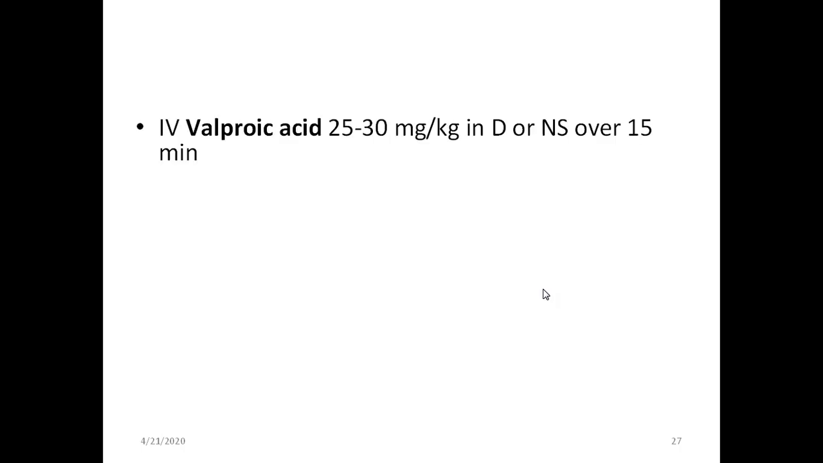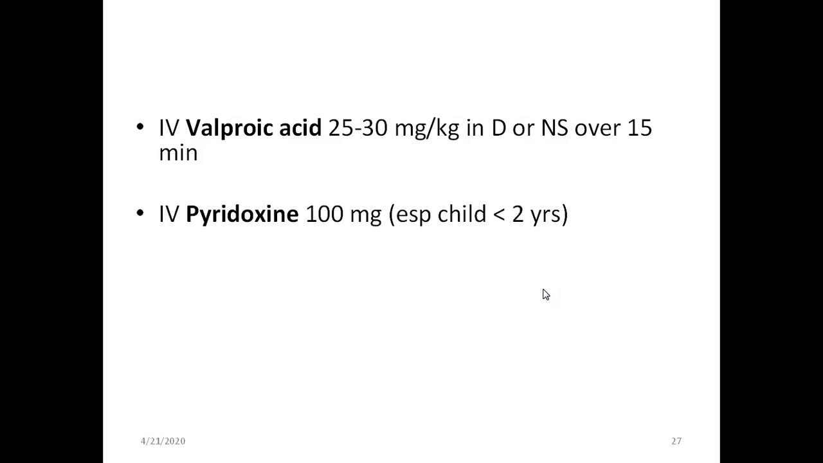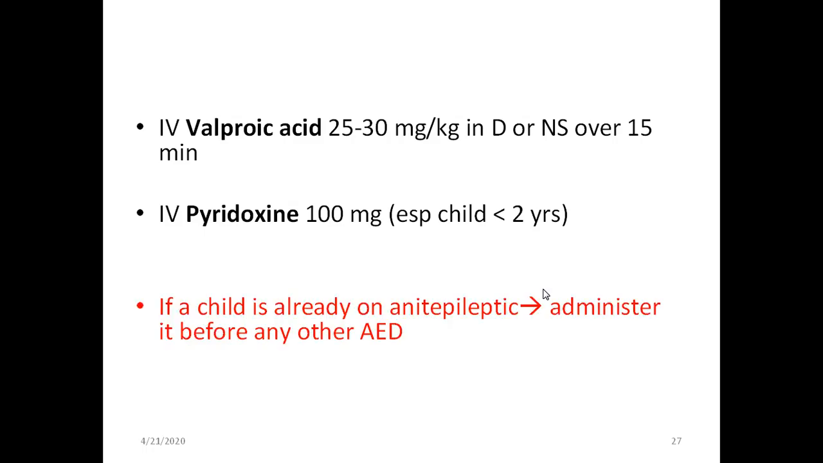So another urgent medication is valproic acid, which can be given, and particularly for children of less than 2 years of age, IV pyridoxine is required, because it is found that pyridoxine dependent or deficiency status epilepticus is common, or one of the entities in children less than 2 years of age.